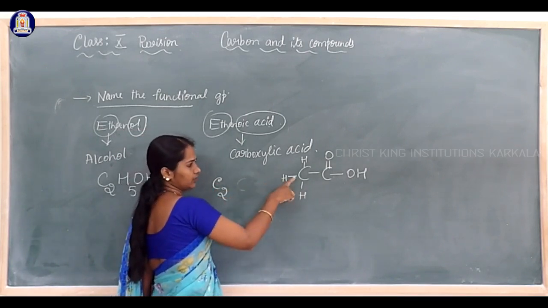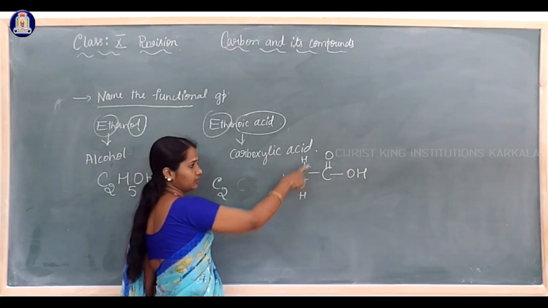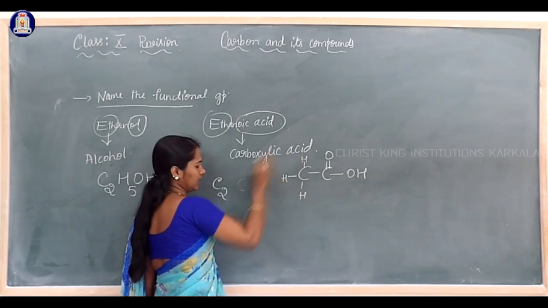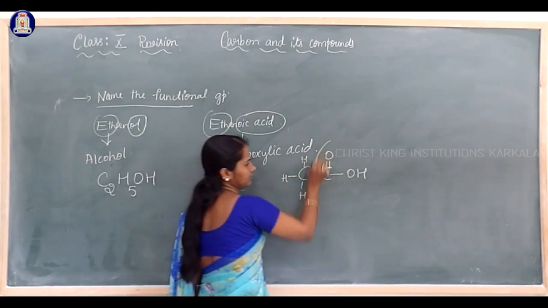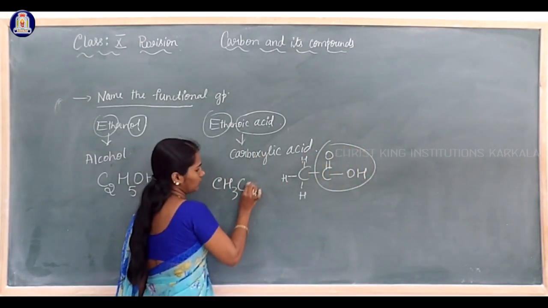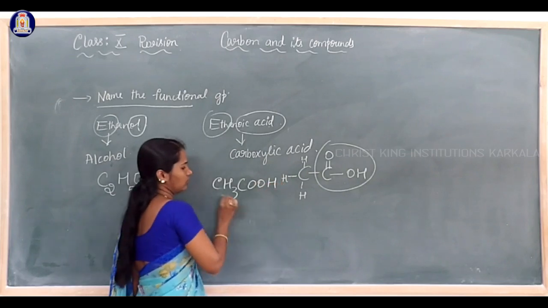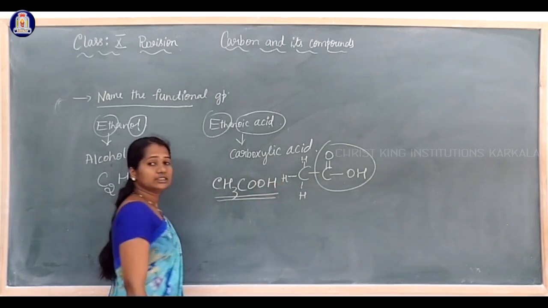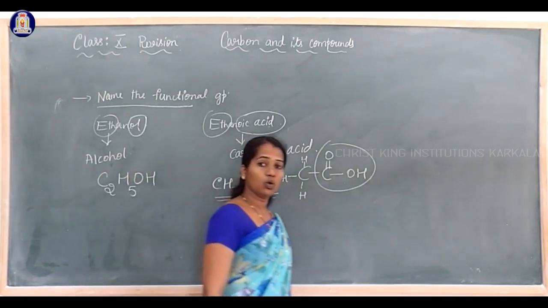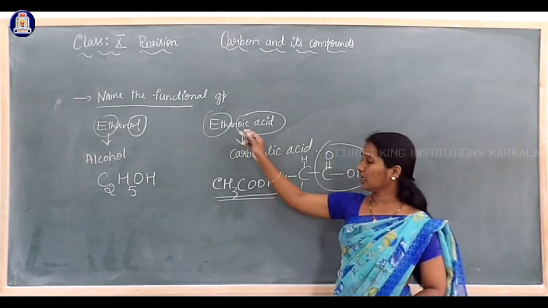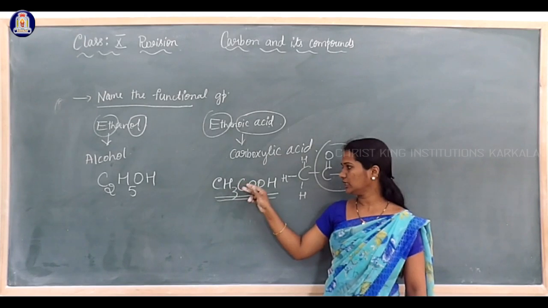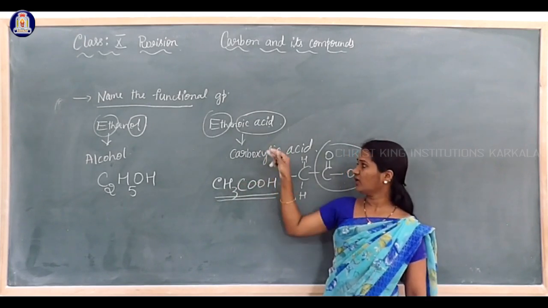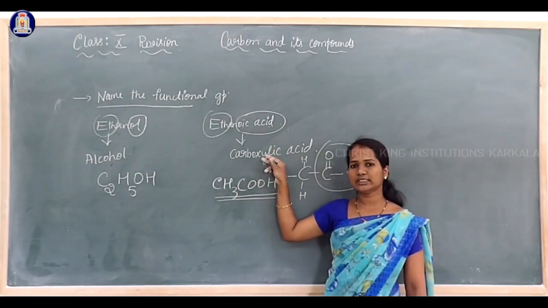There is 1 carbon atom which is bonded with 3 hydrogens, so CH3, and this is the functional group COOH. So the molecular formula is CH3COOH. That is the ethanoic acid molecular formula. CH3COOH. Its functional group is carboxylic acid.